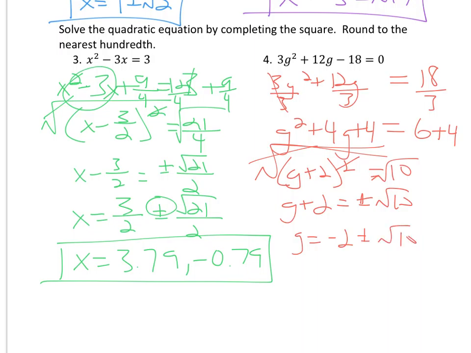That's the exact answer, but in this case I want the answer to the nearest hundredth. So I'm going to do negative 2 plus root 10 in the calculator. That is 1.16, rounded to the nearest hundredth. And the second one is negative 2 minus root 10. That one comes out to negative 5.16. That's how you complete the square, baby.